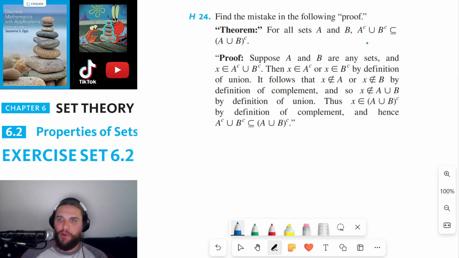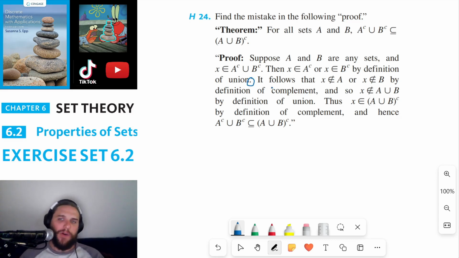If we want to prove that this set is a subset of this set, then we need to start with an arbitrary element of the first set, which is exactly what we do. Now, we want to unpack the last operation done in this expression, which is the union, and that's what this author does. Then X is an element of A complement, or X is an element of B complement by definition of union. That's correct. So the proof is correct up to this point.